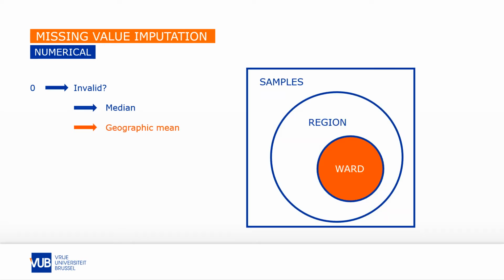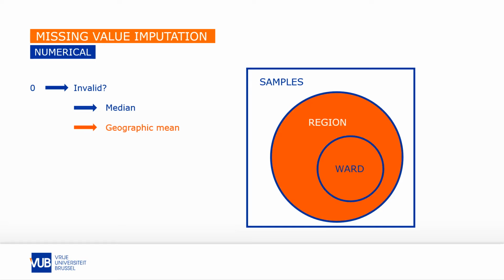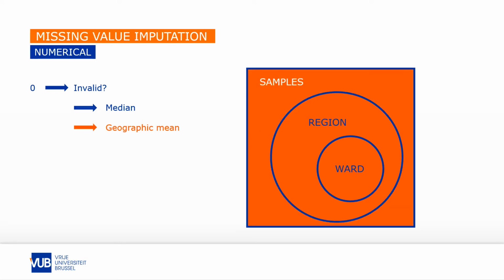What is the idea behind this geographic mean? Well, it is expected that, for example, a feature like longitude will have a better approximation if we only consider samples in its geographic vicinity for computing the mean. So first we only looked at samples inside the same ward to compute the mean for that missing value. If we did not find it in the ward, then we looked at the region for computing the mean. And only as a last resort, we computed the global mean using all samples for imputing that missing value.